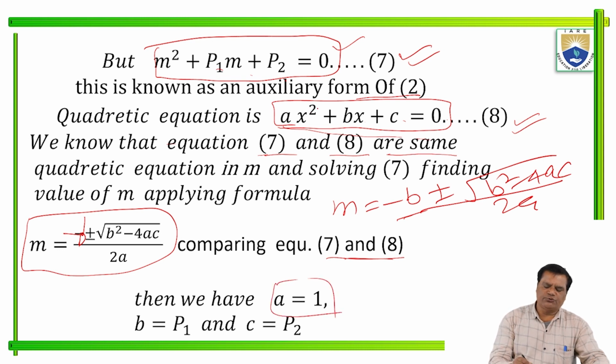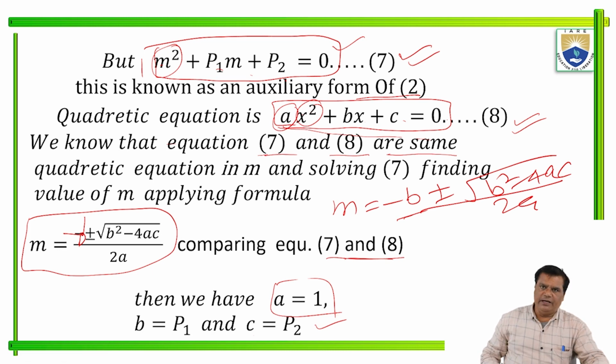Here, the coefficient before m squared, like the coefficient of x squared, is a, and the terms are the same. So a is 1. After comparison, b is p1 and c is p2.